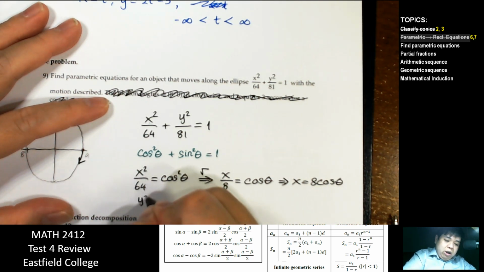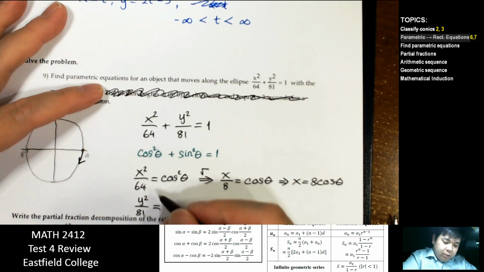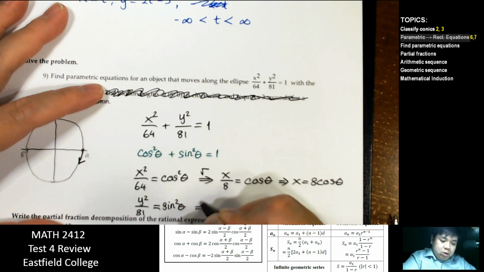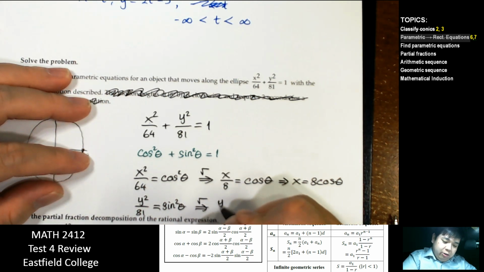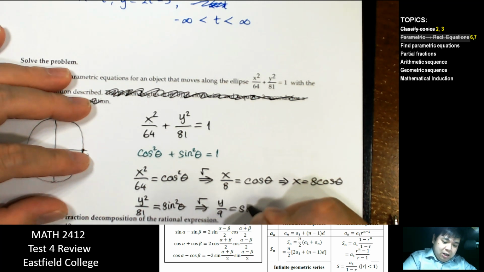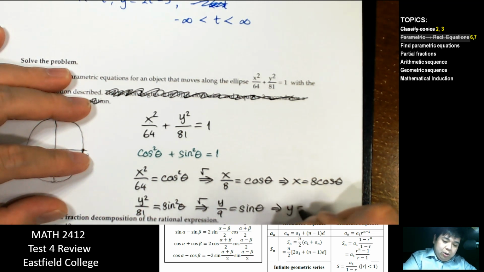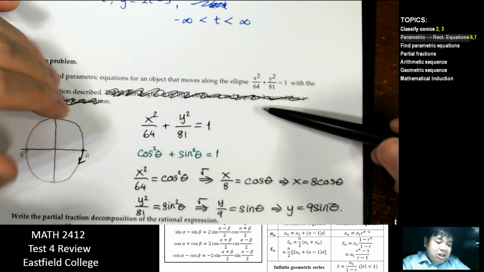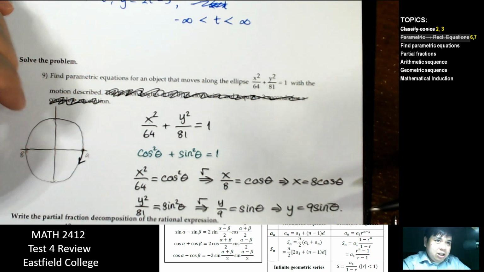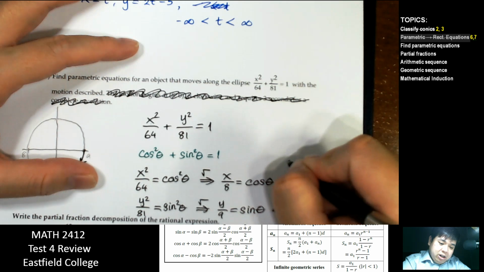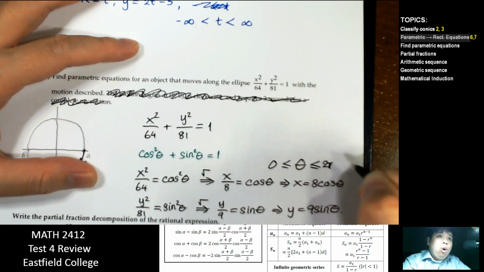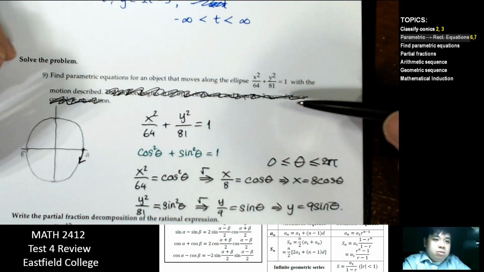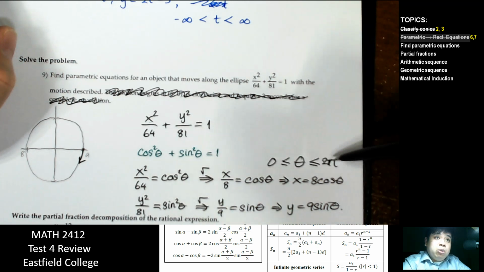y squared over 81 equals sine squared. I will take the square root as well. We have y over 9 equal to sine theta. So y equals 9 sine theta. Alright, so we have x and y. If we did not specify the speed, how fast it goes around, that would be easy. We can just generically say go from 0 to 2 pi, or we can go more than 0 to 2 pi if we want to go around it many times. But generically, we can just say from 0 to 2 pi.